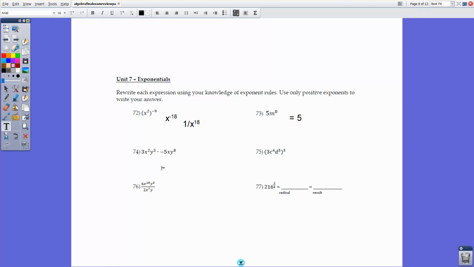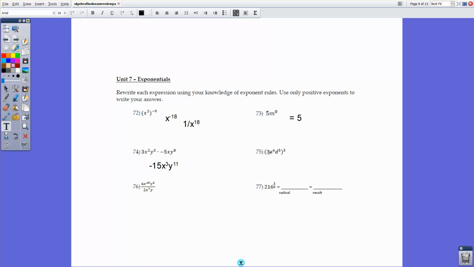For this term, we're going to multiply all of these and then do some simplifying if necessary. 3 times negative 5 is negative 15. x to the second times x is x to the third. And y to the third times y to the 8th, that's y to the 11th. And that is all we can do with that one. There's no negative exponents. Negative coefficients are always okay.